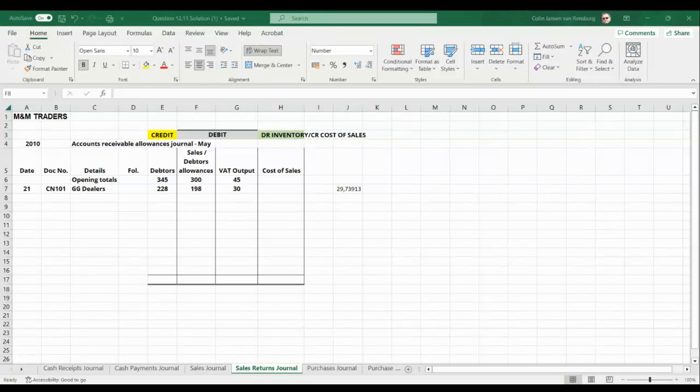Then we've got number 7. Number 7, they say cash sales of merchandise. Cash sales of merchandise of 3,876 rands. So cash sales of merchandise, ladies and gentlemen, our first decision here is in which journal are we going to record that?